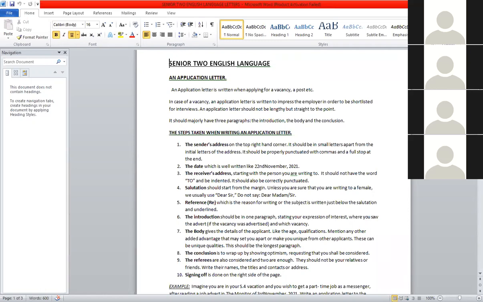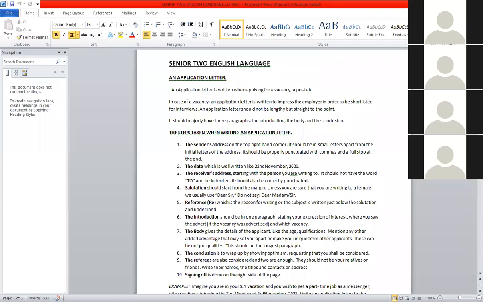In case you're going to be maybe the head girl or the house leader, you're not the only one. So you need to make your application letter impressive. And this would depend on the language you're going to use. Okay, that is very, very important.